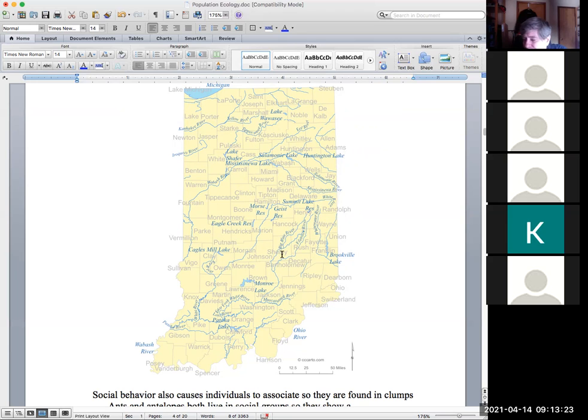Now with fish, it's a pretty obvious example that different types of fish, or if we were looking at mussels, they live in water, it's a pretty obvious example that things like that are going to be clumped where there's water. But for most living organisms, there are some sort of resources that those organisms depend on that are also clumped.